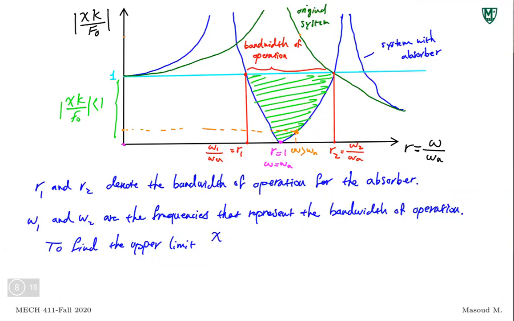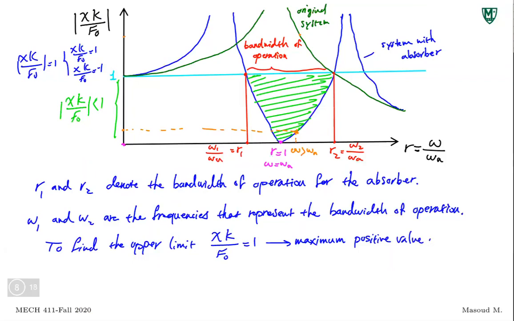You put xk over f naught equal to 1. Remember, that's the absolute value, so it could be equal to 1 and minus 1. When xk over f naught is equal to 1, it means xk over f naught could be 1, or xk over f naught could be minus 1. I plotted the absolute value here. So you make this equal to 1. The frequency that you're looking for is the maximum positive value of omega.